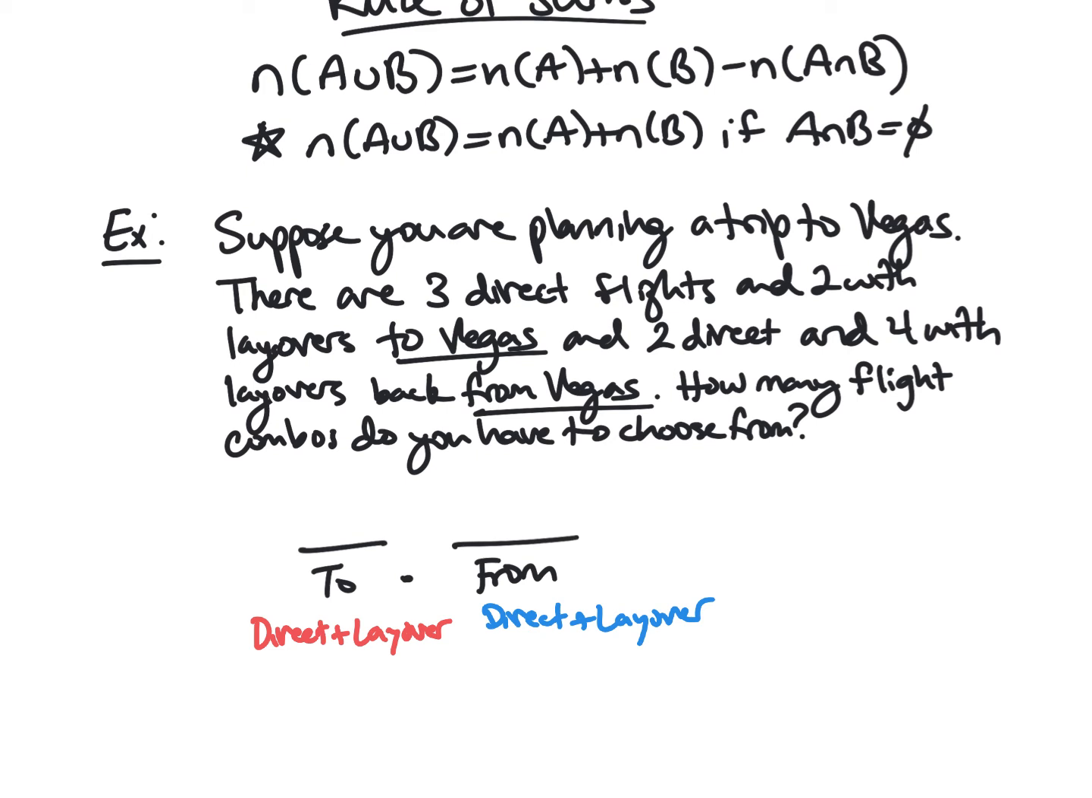So determine the number of flights to that we have options of. Well, it's just 3 direct plus 2 layovers. So we have 5 options here. And from, we have 2 plus 4. We have 6 options. And so it's going to be 5 times 6, or 30 different flight combinations there.